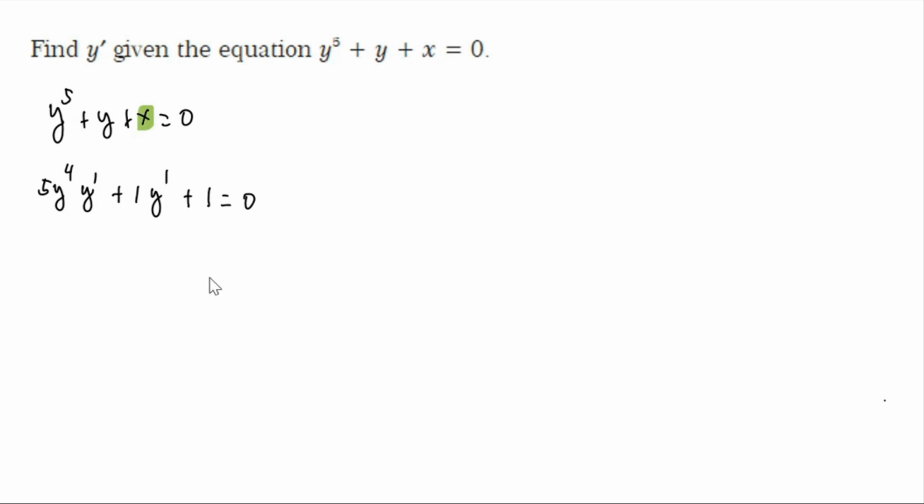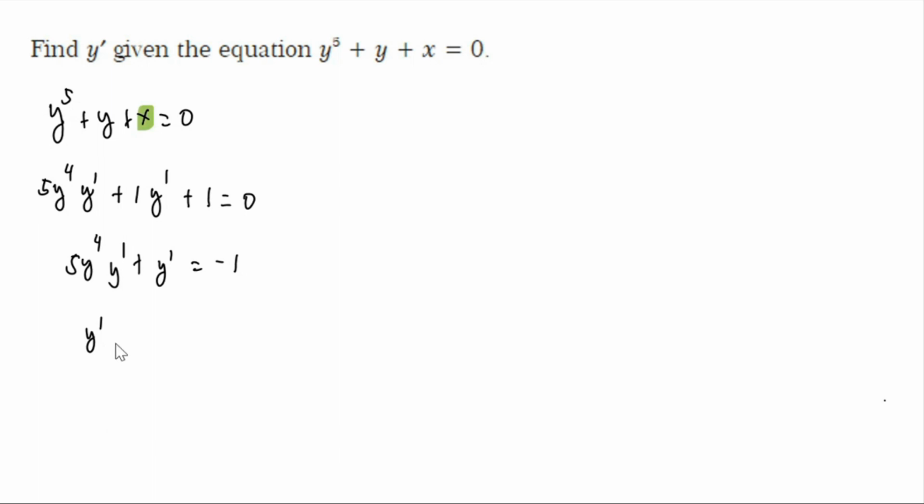Now I'm going to transpose the other terms that do not have y prime. In other words, I'm going to write here 5y to the fourth power y prime plus 1 times y prime is equal to negative 1, because 0 then transpose positive 1 becomes negative 1. So from here on the left hand side, I'm going to factor out the y prime, or if you like, you can write dy over dx.